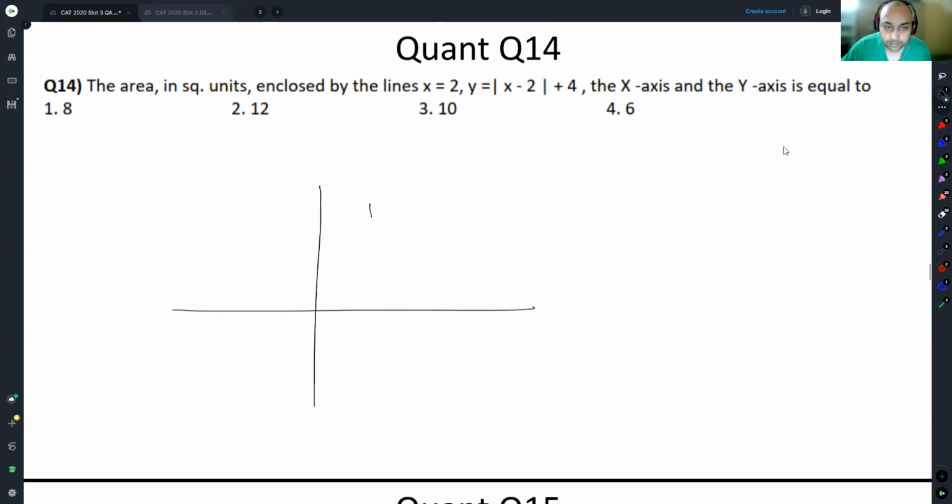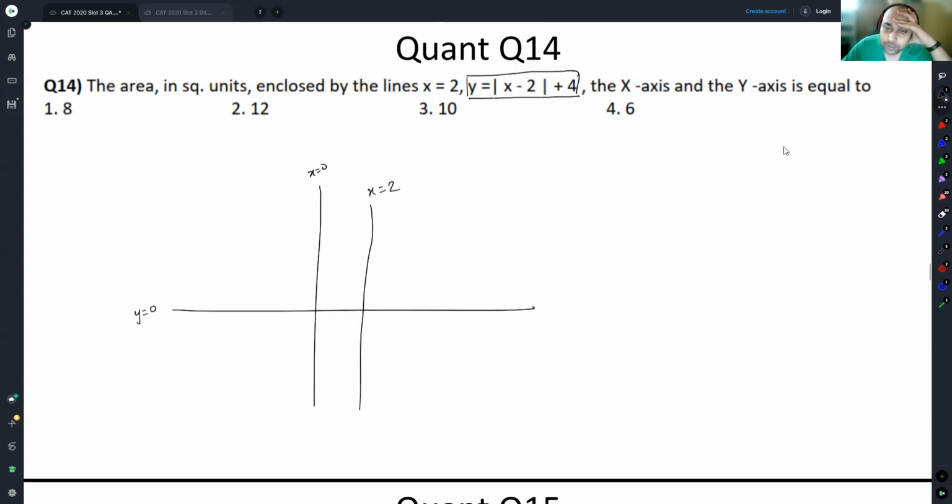x equal to 2 line. Not great, but we'll have to do. This is x equal to 0. This is y equal to 0. Now this expression is the only expression that will probably cause some concern among people.